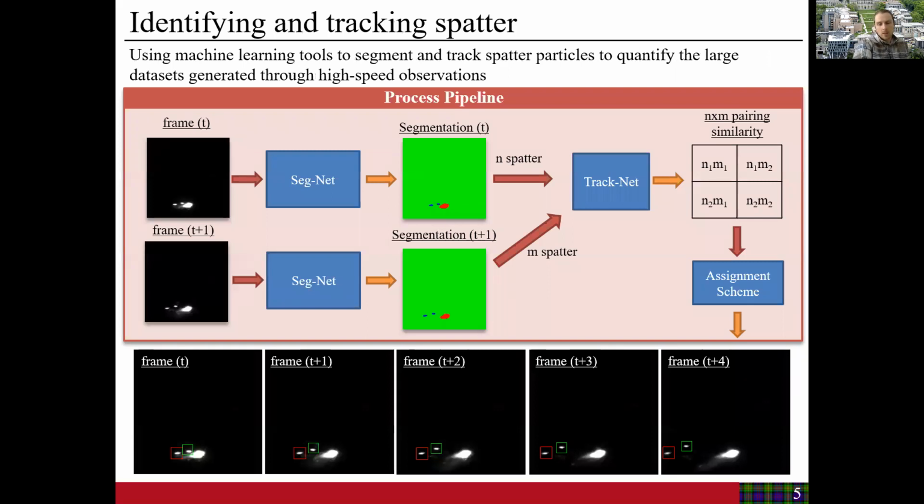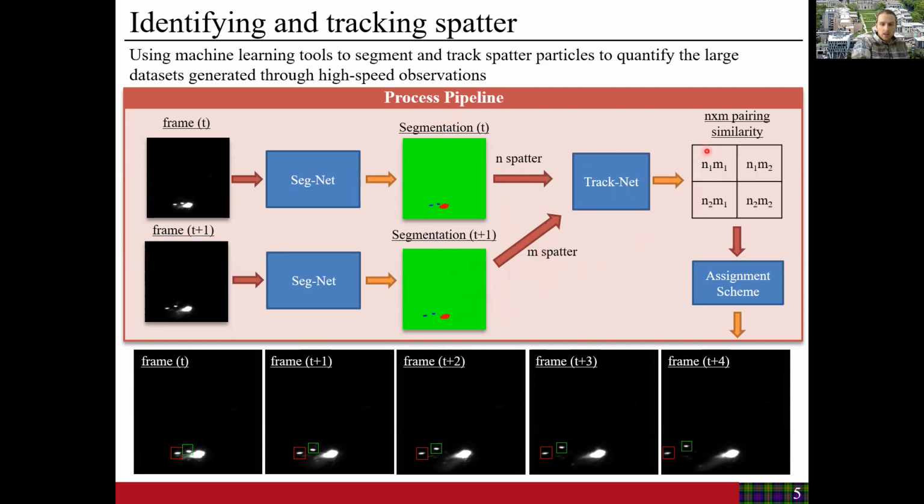So here's our process pipeline for identifying and tracking spatter particles with machine learning tools. First, we take a high-speed image frame at time t. We process that through a SegNet, and that produces a segmentation map at time t. Now we do this for all the images in our data sets. Once we've gotten all the segmentation maps, we then move to using our TrackNet. That predicts the pairwise similarities between the n number of spatter particles at time t and the m number of spatter particles at time t plus 1.